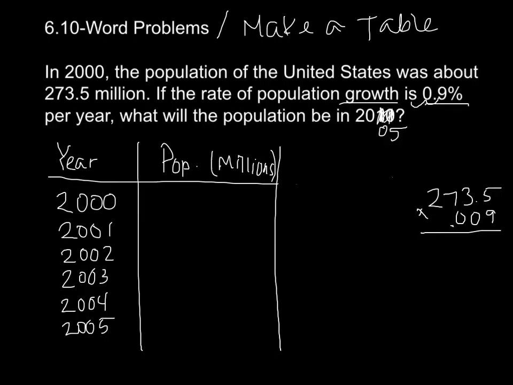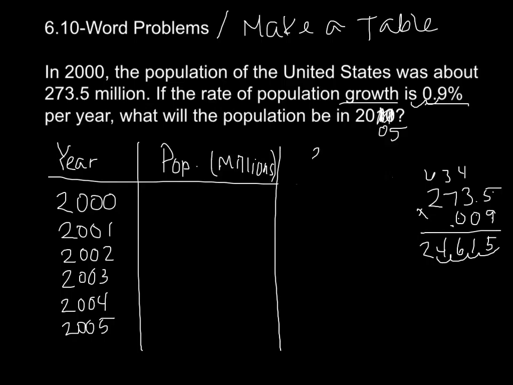9 times 5 is 45. 9 times 3 is 27, plus 4 more is 31. 9 times 7 is 63, plus 3 more is 66. 9 times 2 is 18, plus 6 is 24. Okay, now we need to bring it back 1, 2, 3, 4 spots. So we're adding about 2.4, 2.5-ish million for the first year.